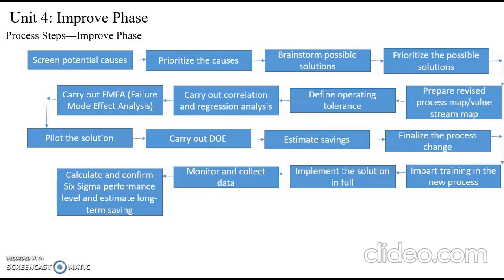And the last step is to calculate and confirm Six Sigma performance level. In the measure phase, you will calculate the Six Sigma level. So, after implementing the solution, what is the number of defects you are getting? You should go for Six Sigma calculation in the change in the process. These are some process steps involved in improve phase.